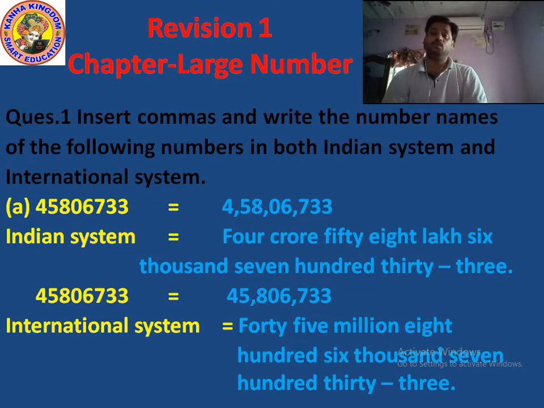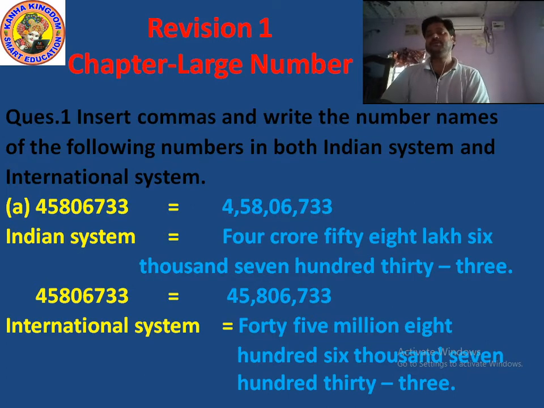Okay, so as you know, first start with the Indian system. In the Indian system, you all know how many periods? Yes, 4 periods. Starting with ones period, then thousand period, then lakhs period, and then crores period. And how many places in ones period? 3 places. What are the names of the 3 places? Ones place, tens place, and hundreds place.